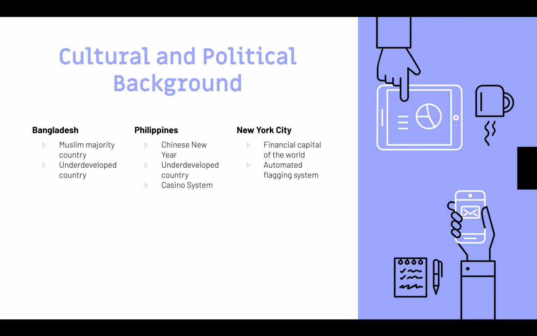It is the financial capital of the world, and it has an automated system to flag SWIFT transactions for manual review in the case of US sanctions. This becomes important because New York City, being the financial capital of the world, has many different systems to protect the institution. But the main one, important to the context of the story, is this system that flags transactions in the case of US sanctions.